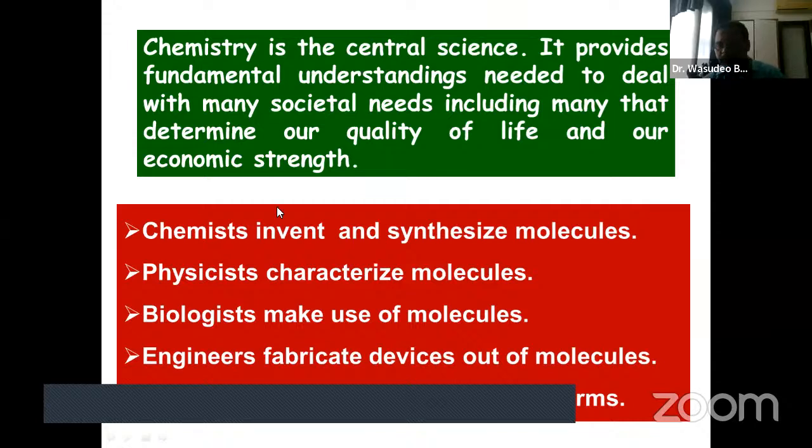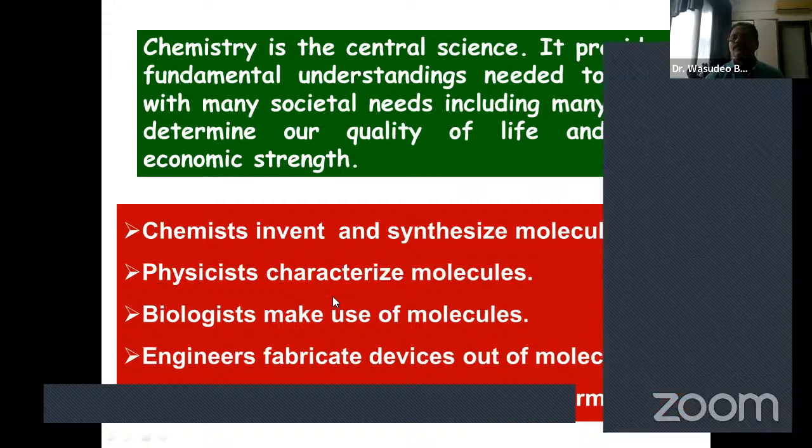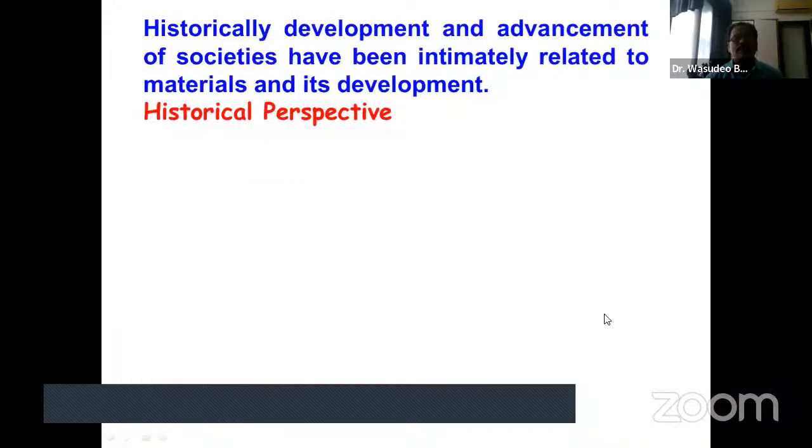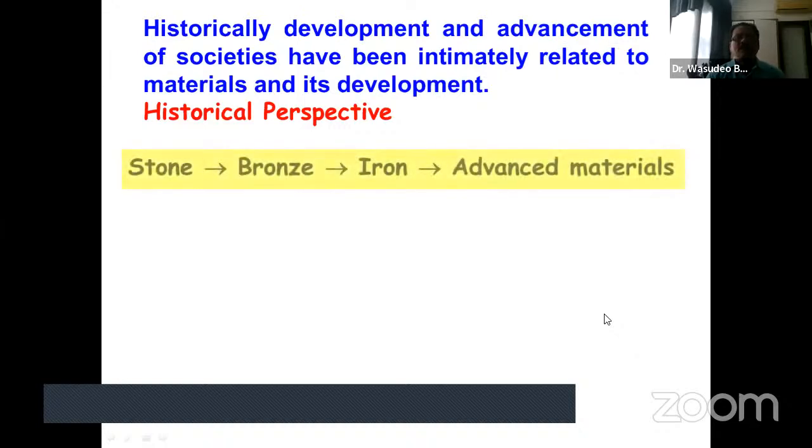And as we know, the properties of materials differ with the different size of that material. So here, the next slide shows that if you go through the historical development, then initially there was the Stone Age, after that the Bronze Age, and after that iron and advanced materials.